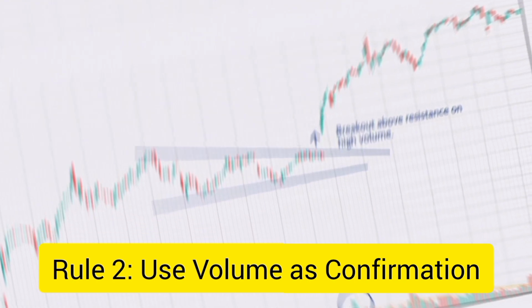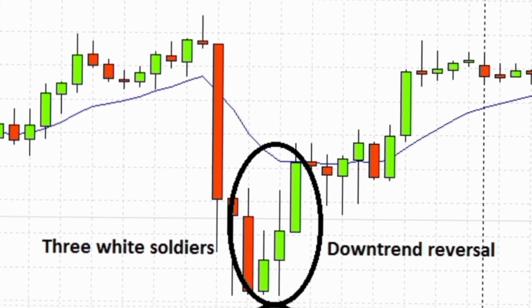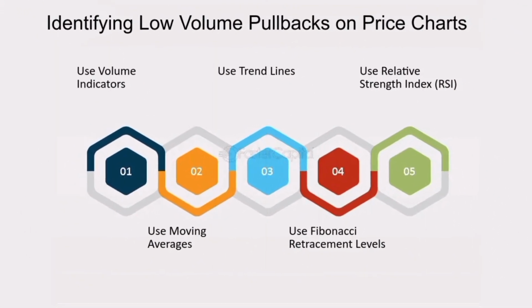Rule 2. Use volume as confirmation. Always check the volume. A strong candle streak with increasing volume means the momentum is likely to continue. Low volume means the streak might fade quickly.